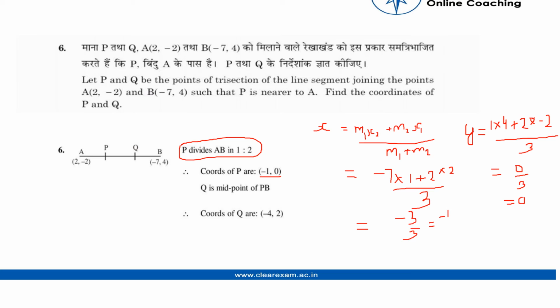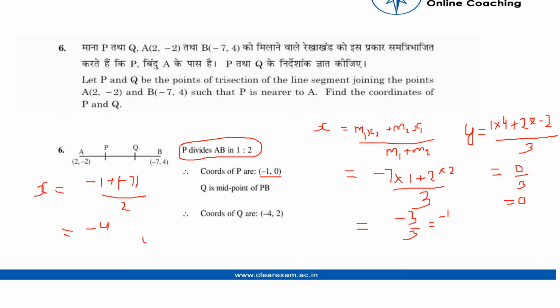Now Q is the midpoint of PB, so we use the midpoint formula to calculate the coordinates of Q. So the x coordinate of Q equals (-1 plus -7) by 2, that is -8 by 2, which is equal to -4.